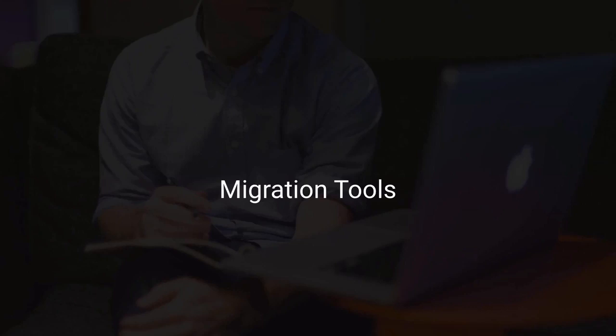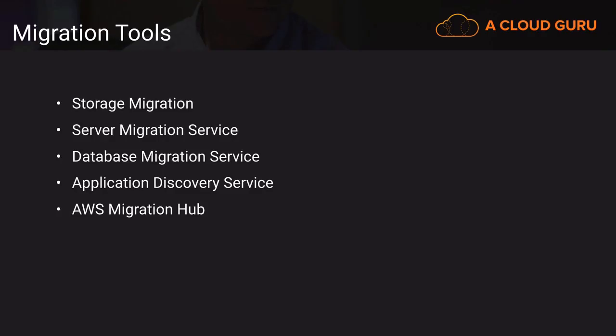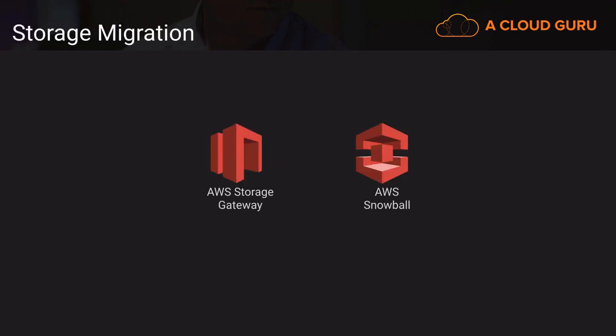AWS provides several migration tools to help facilitate migrations. There's some tools for storage migration. They also have the Server Migration Service, the Database Migration Service, and an Application Discovery Service, and these can all be viewed together under the AWS Migration Hub. Now for storage migration, we've already talked about two of these services, the AWS Storage Gateway and AWS Snowball.